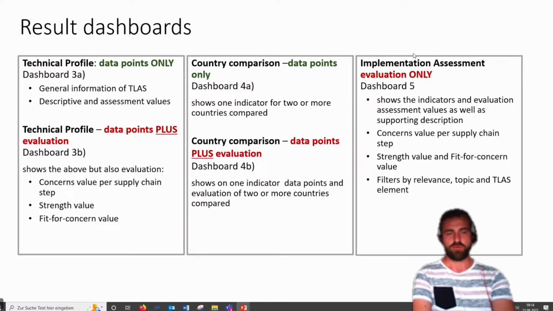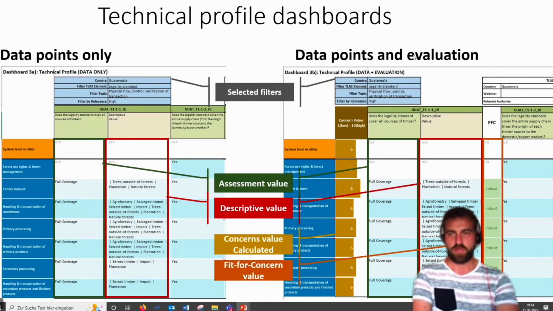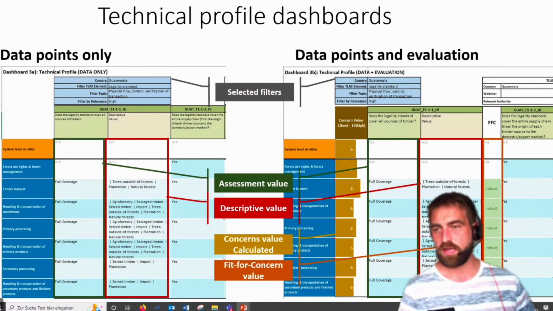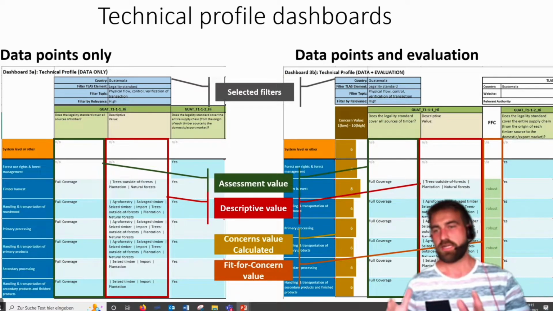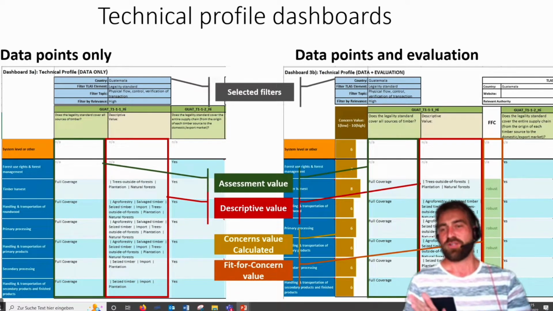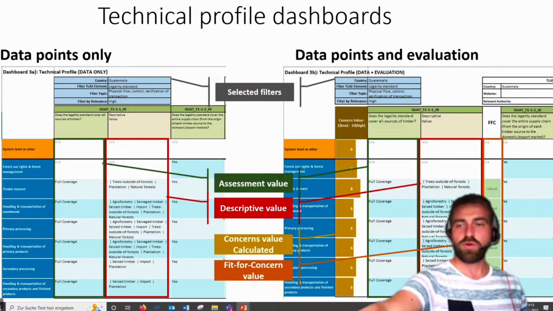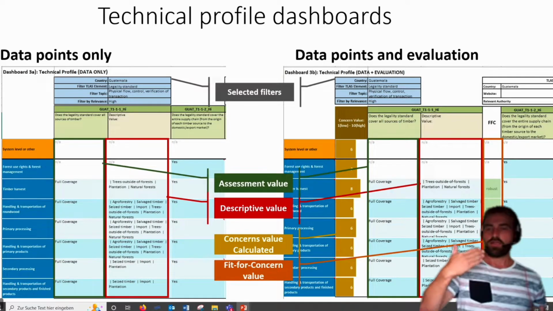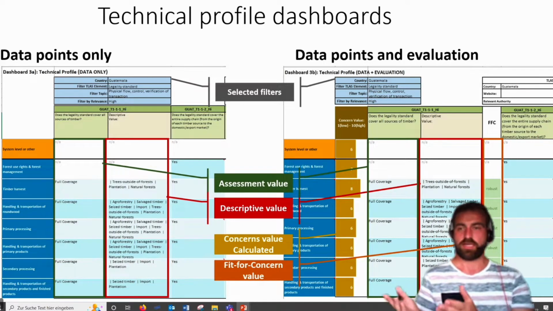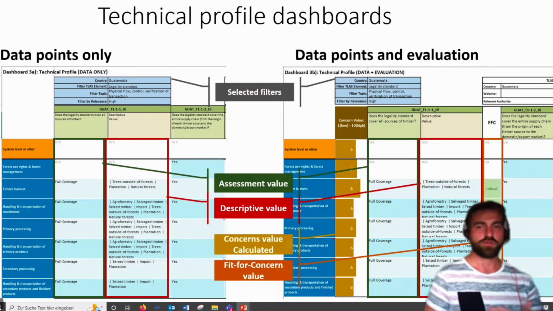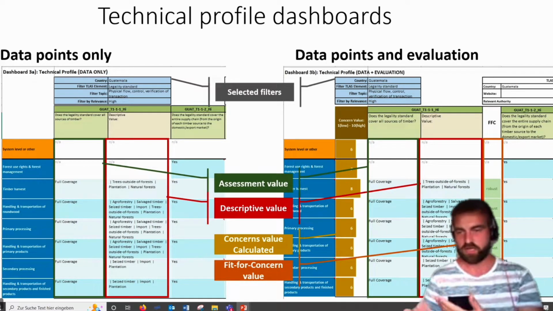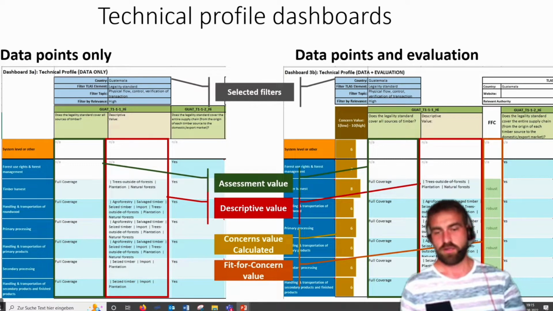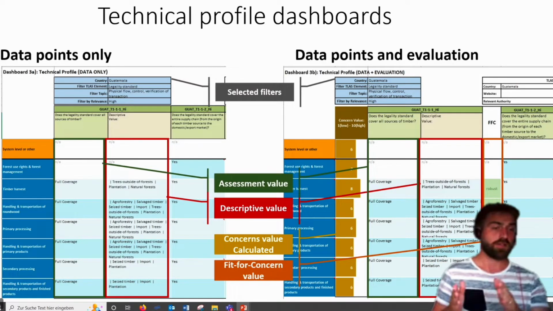This is an overview of the technical profile dashboards. On the left, you see the dashboard with the technical profile data only, where the blue areas are the filters. You can see it's Guatemala as a country. The TLAS element is legality standard. The topic is physical flow, control, and verification, and the relevance is high. These are the filters we have pre-selected. If you then look at the screen, you see an assessment value and you see a descriptive value.